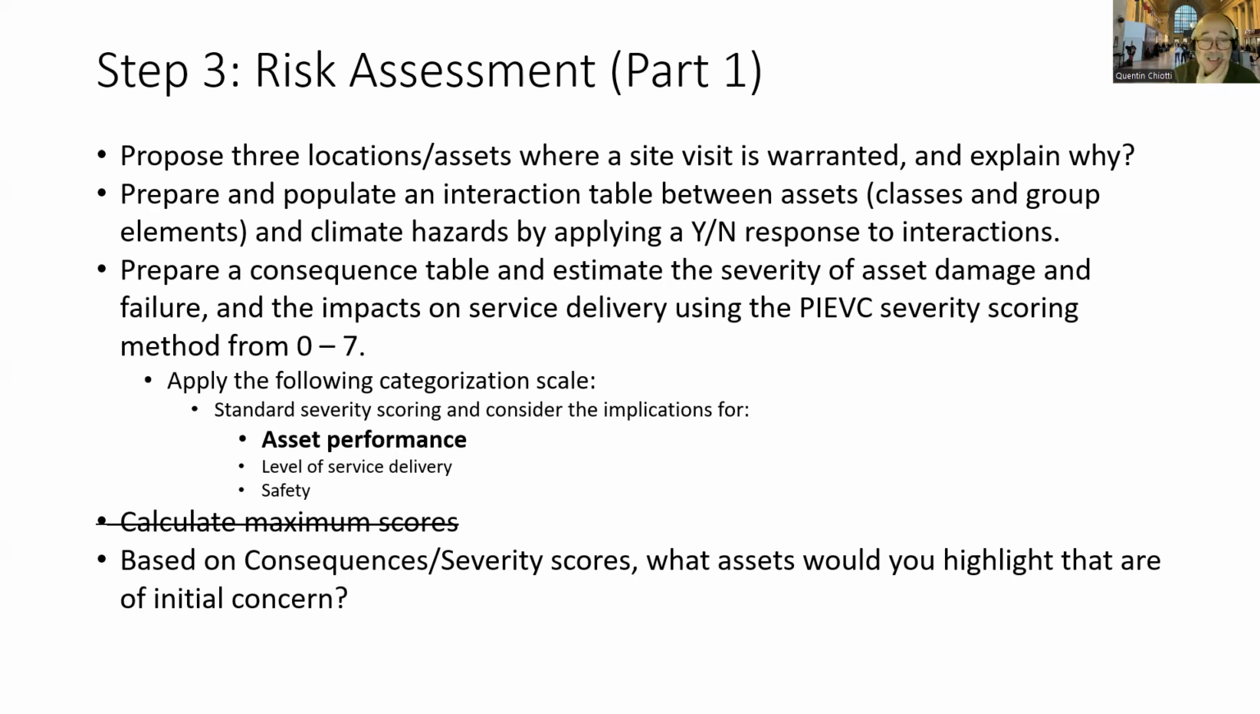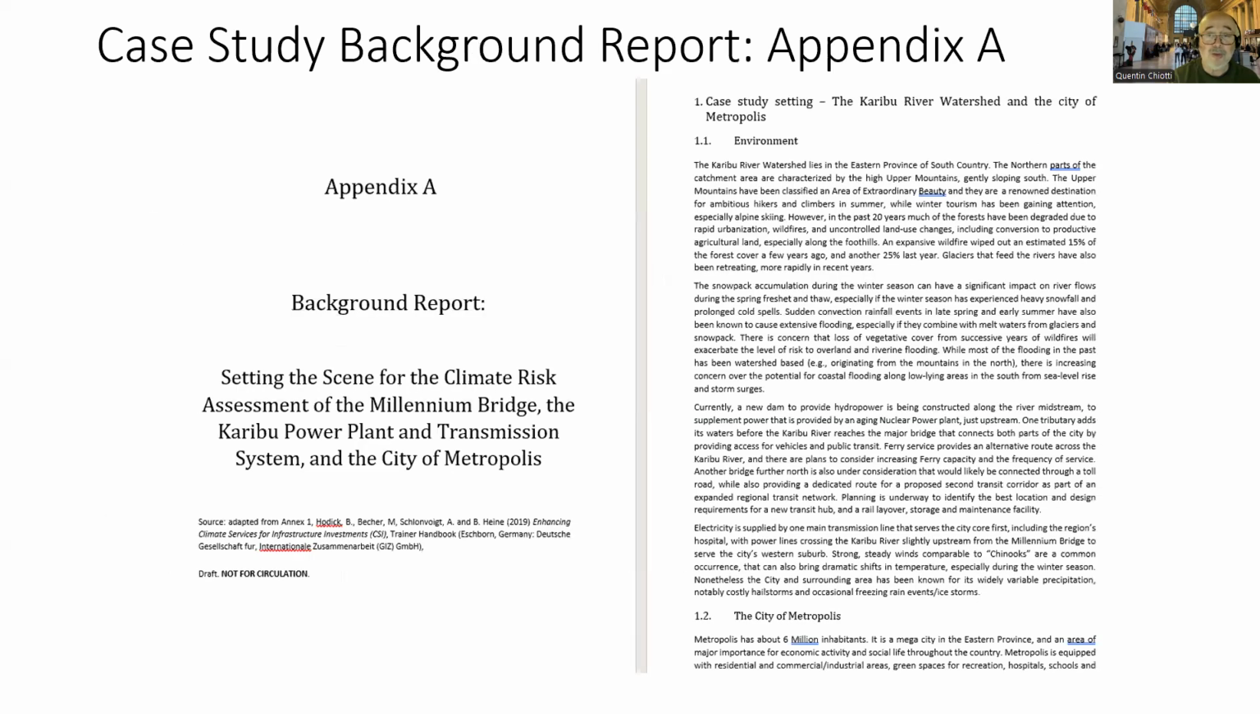So I'm thinking, and again, I'll show you the example where level of service delivery and safety should be part of your thought process, but that just might be a little bit too much to ask at this stage of the game without providing more guidance and more direction. So I'm leaning towards just focusing on asset performance. Then based on consequence and scores, what assets would you highlight that are of initial concern?